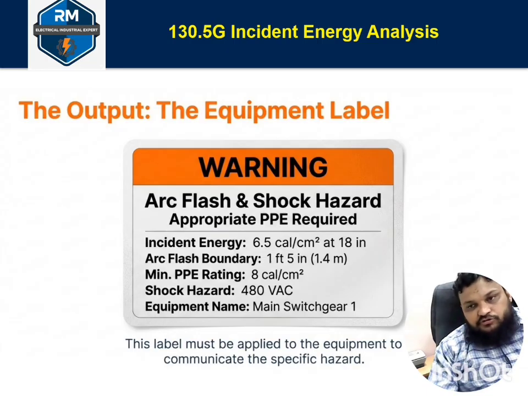According to the warning label, there is written an arc flash or shock hazard, and the appropriate PPE is mentioned on the label. Incident energy is 6.5 calories per centimeter square at a working distance of 18 inches, the arc flash boundary is 1 foot 5 inches, and the PPE rating is 8 calories per centimeter square. The shock hazard is 480 volt AC. This is the system voltage, and the equipment name is Main Switchgear 1. The label must be applied to the equipment to communicate the specific hazards to the employee working on or near live equipment, or the trained personnel.